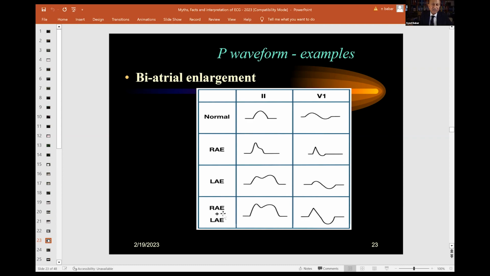So when there is biatrial enlargement, such as right atrium and left atrium, both are tall. So the first part, right atrium, is tall, begins to come down, and then it's going up again in relation to the increased musculature and pumping of the left atrium.